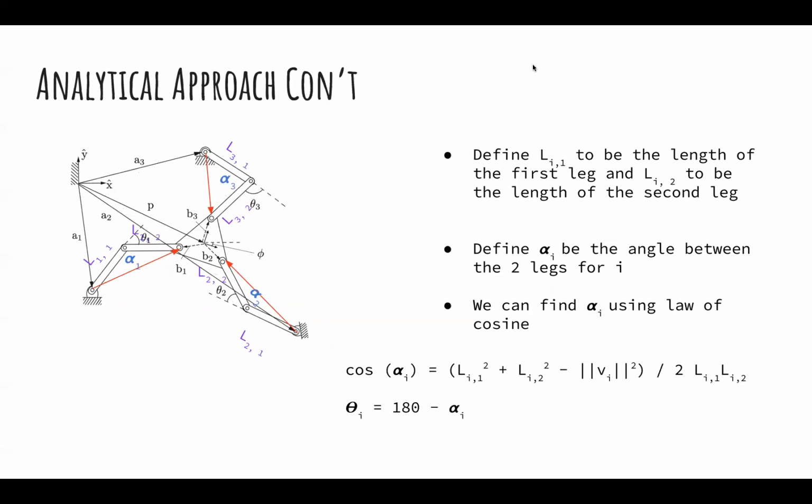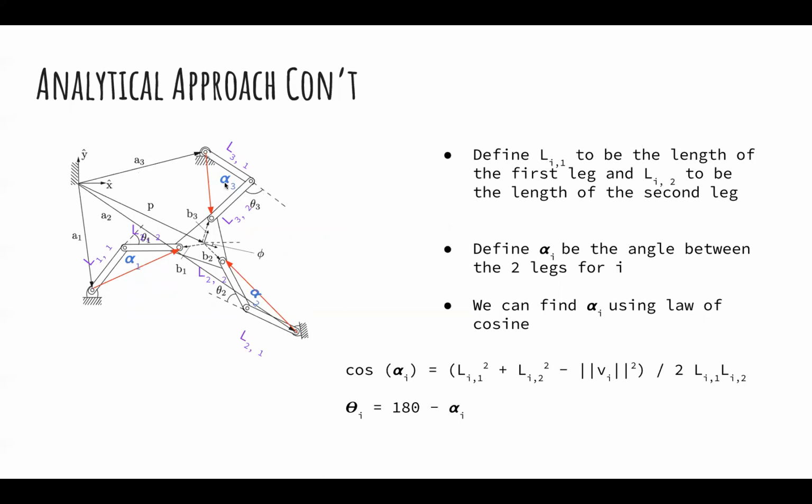Now let's define a couple more variables. I know this is going to get a little bit messy, but let's just focus on this one for example. We'll define L_i1 to be the length of the first leg, and L_i2 to be the length of the second leg. So for example here, this is the length of the first leg, this is the length of the second leg. Let's define alpha_i to be the angle between these two legs, and that is our alpha right here, alpha 3.